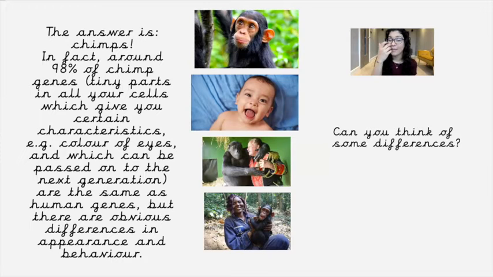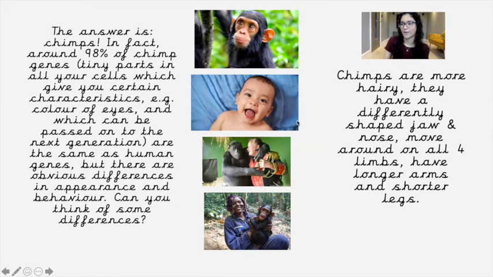Scientists have found that about 98% of these chimp genes are the same as human genes, but there are obvious differences in appearance and colour. Humans and chimps might share a lot of the same genes, but we do have differences between one another. So can you think of some differences? When you think about it, and when you really study pictures of chimps and pictures of humans, I think you will find and agree with me that chimps are definitely more hairy. They have a differently shaped jaw. So here, their jaw is a little bit different. And they also have a differently shaped nose. They move around on all four limbs.